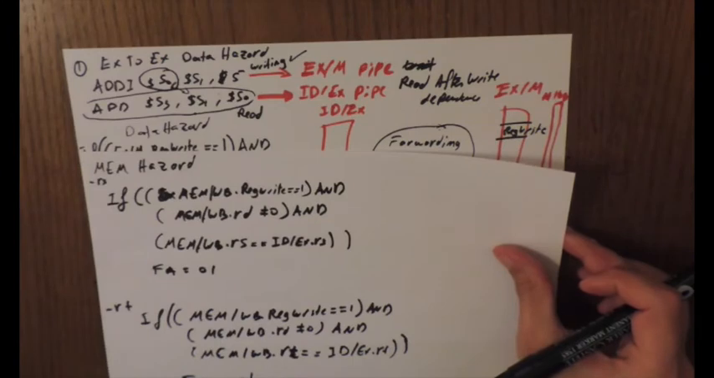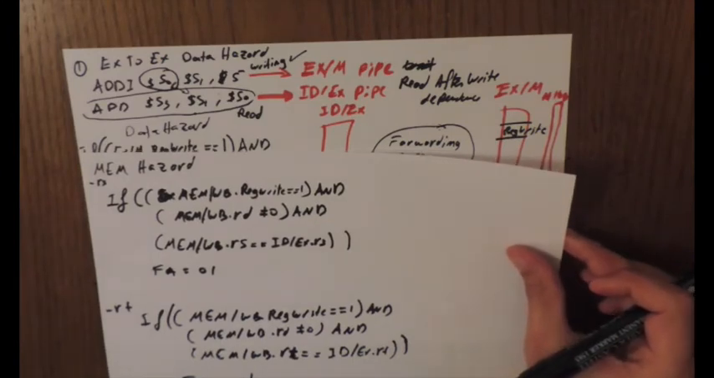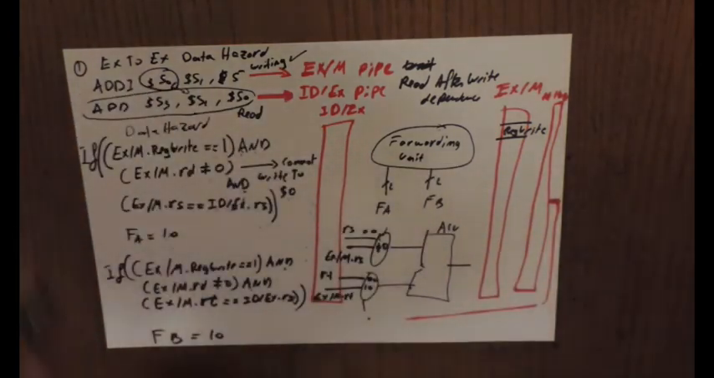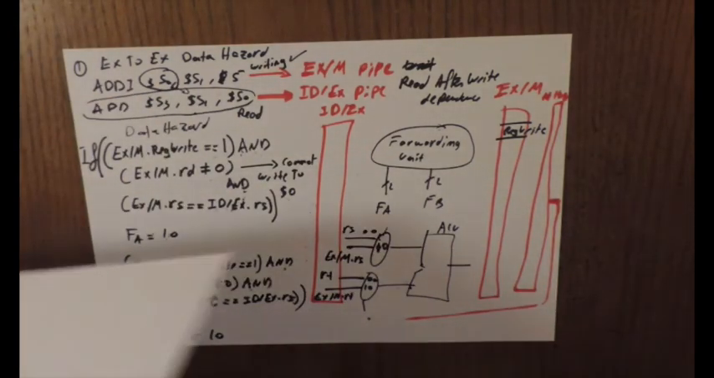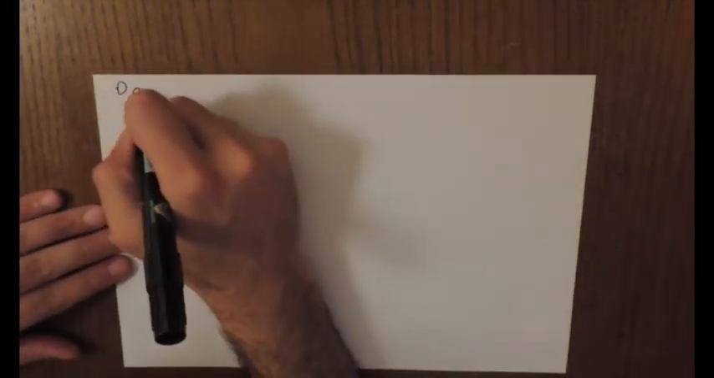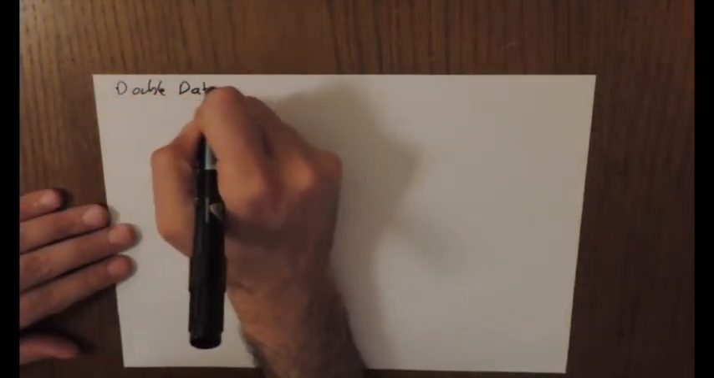However, there is still a case that we need to attend to, which is called the double data hazard. So let's go ahead and explain what the double data hazard is. In this case, we have the following program. So assume, so it's double data hazard.